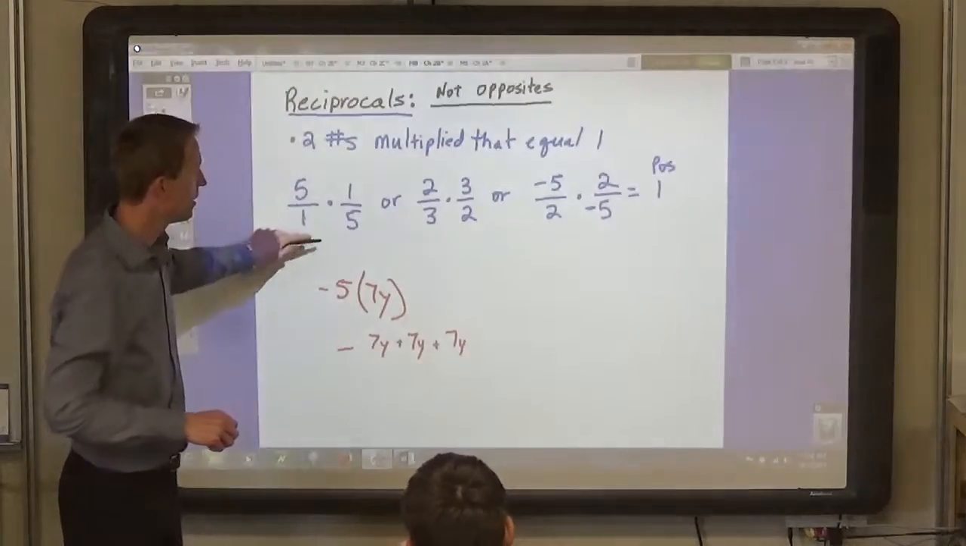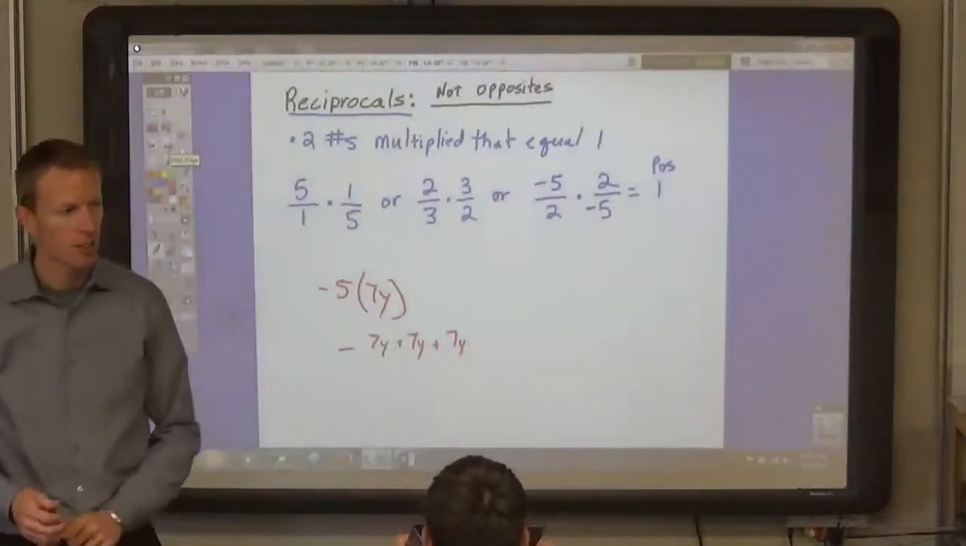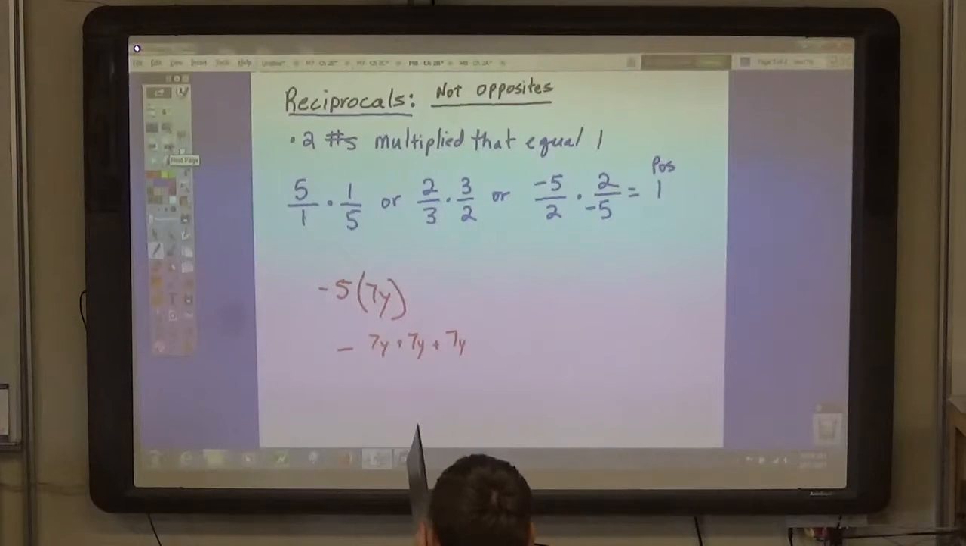And then the property of reciprocals, we talked about those. Any questions? All right. So that'll help you get ready for your test.